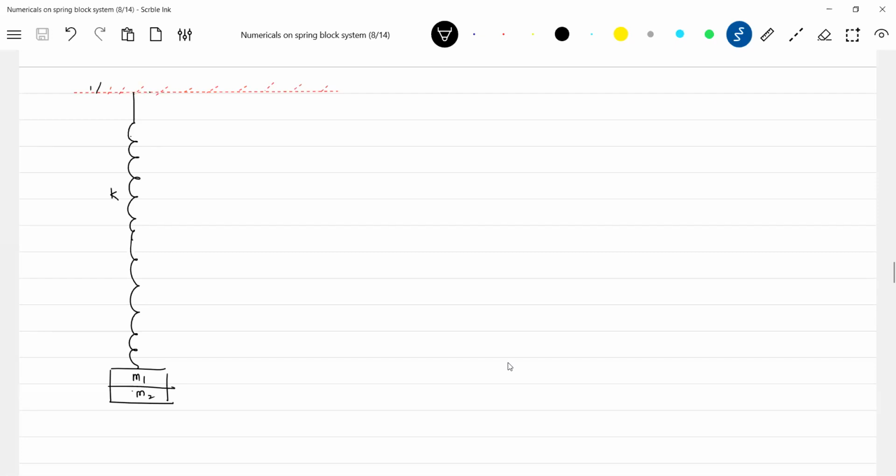Okay, some are asking, sir, what are you actually asking. So let me put the question. Find the amplitude and time period of oscillation on removal of block of mass M2 at mean. Okay, this one. So it is a test.